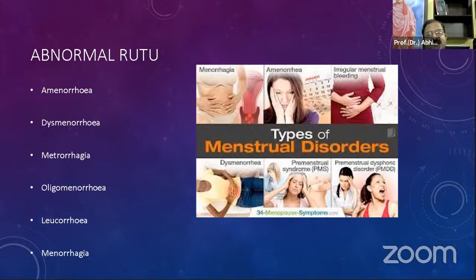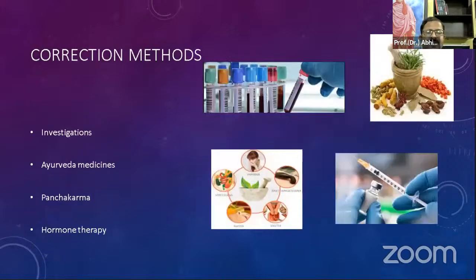So all these things are related to the abnormal Rutu. Just concentrate on the terms, and a single line explanation is enough for you. So this is about the abnormal. What are the correction methods? What can be done in this abnormal Rutu period?